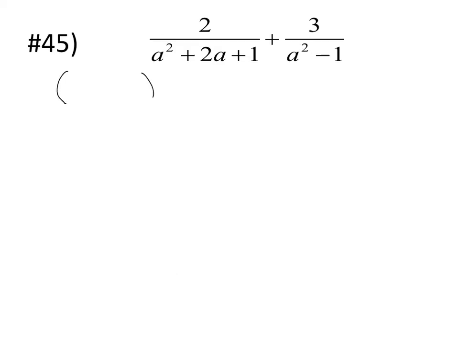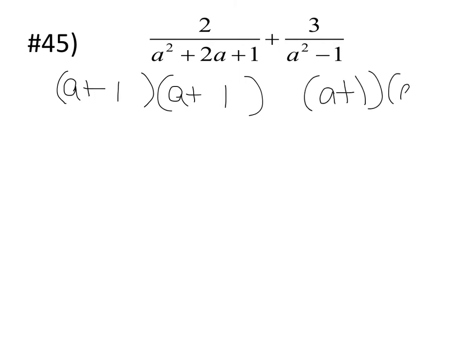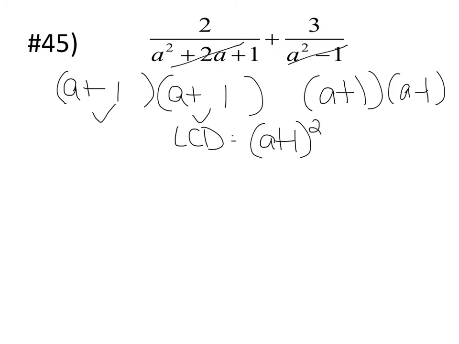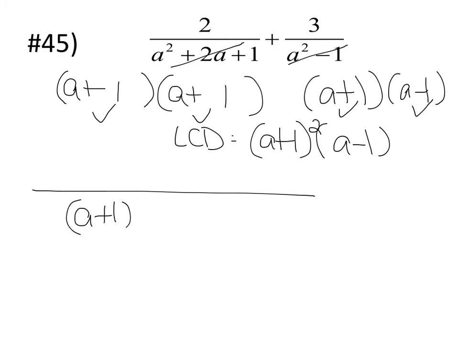Go ahead and factor these. Get a plus 1 and a plus 1. And then over here, you get a plus 1, a minus 1, because it's a difference of squares. So your LCD is a plus 1 squared, because I need two of them here, times a minus 1. I already have one of the a plus 1s represented, so I'm good. So I'm going to put all of this over a plus 1 squared times a minus 1.